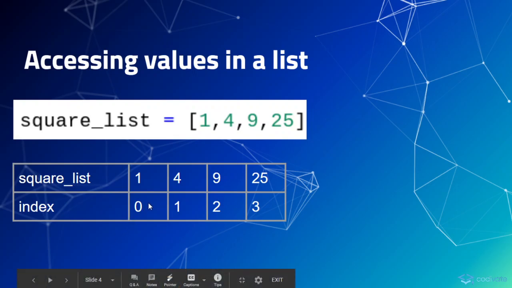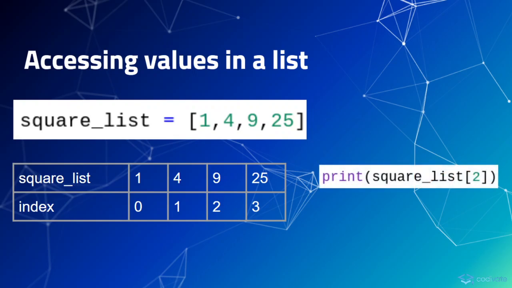So we have index 0 has the value of 1, index 1 has a value of 4, index 2 has a value of 9, and index 3 has a value of 25. In order to get a value from a list, we'd have to use this syntax. We'd use the name of the list, followed by square brackets, and inside the square brackets we put the index. So, based on what we talked about with indexing and lists, what do you think this will print?